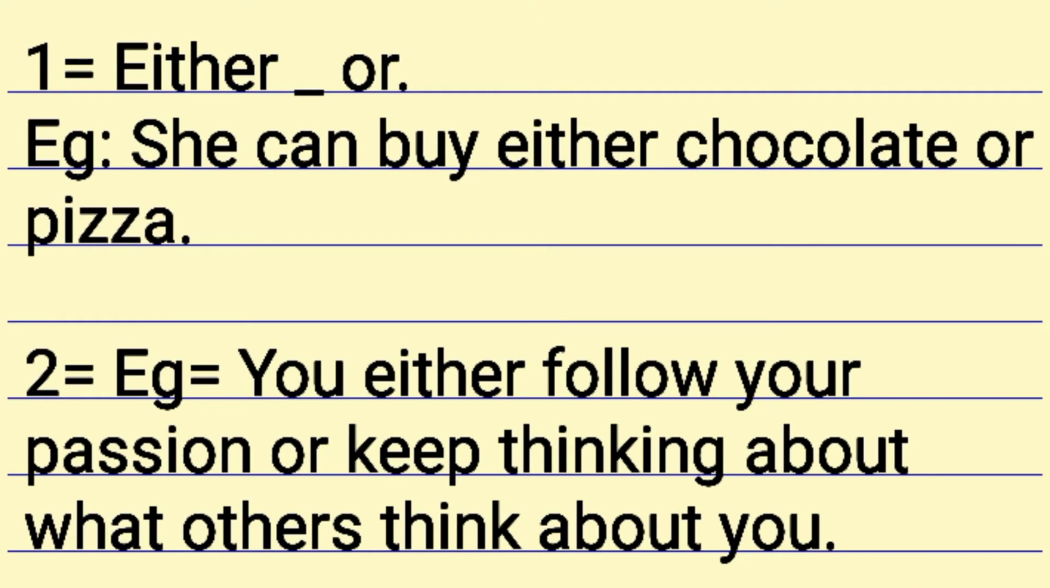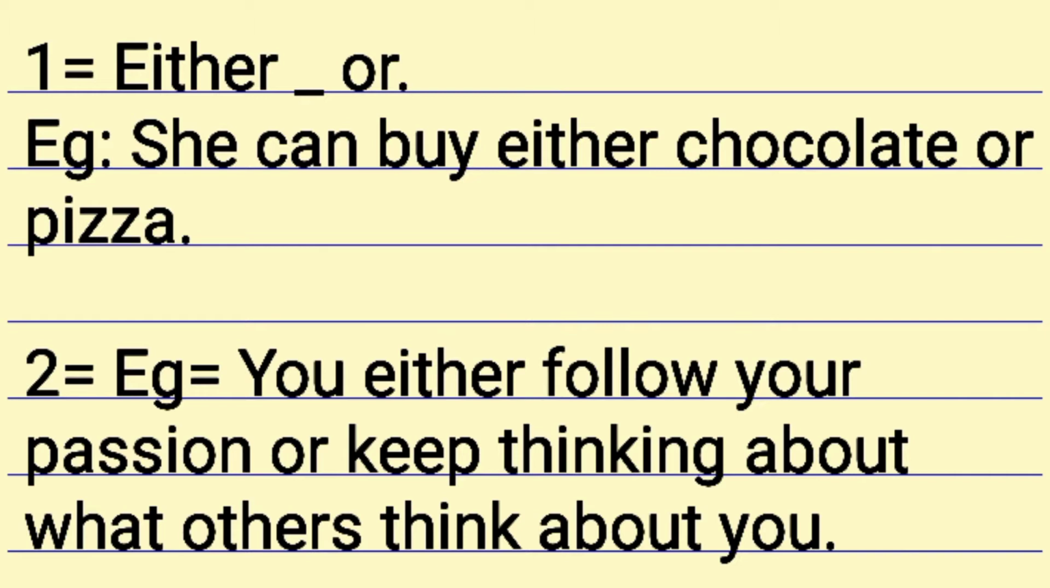Either or is a correlative conjunction and it is used to join two words, two phrases, or clauses. It means one out of two choices, right? So you should select one of the two choices. For example, she can buy either chocolate or pizza. So two options are given to her, right? She should select one of them, chocolate or pizza. I would suggest her to select the pizza in order to feed her, right?